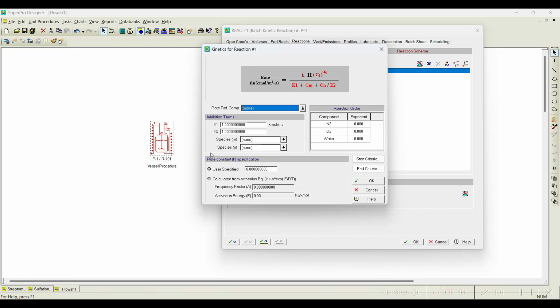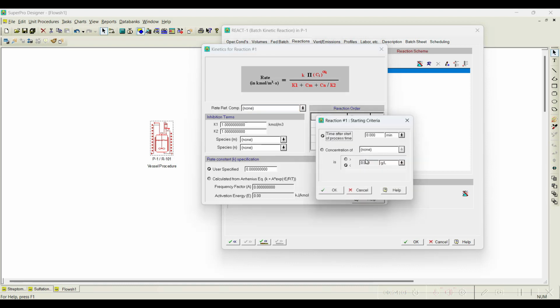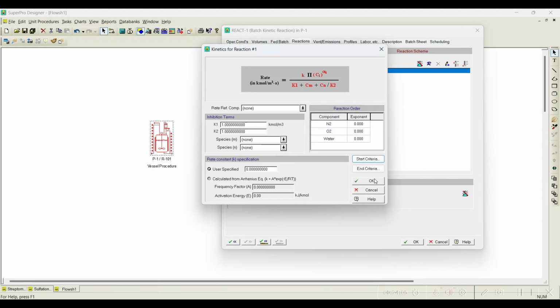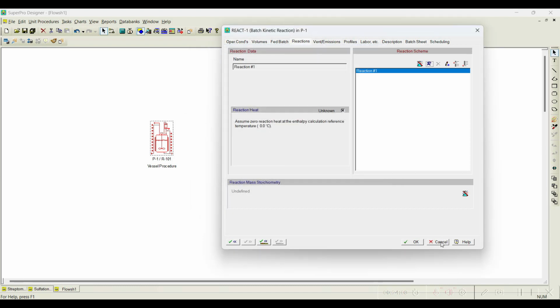If there is any inhibition, for example any reactant inhibiting the reaction, you can add these inhibiting terms, and you can set up the rate constant here. If you have the Arrhenius equation constants, the pre-exponential factor and the activation energy, you can add them here. So these are the different components. You can also select this set criteria, and there are advanced options available here. This is the react kinetic operation.